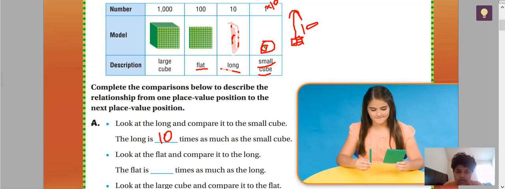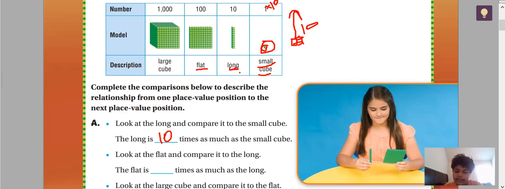Alright, we erased that circle, bad circle, whatever that was. So we're comparing a flat to a long. A flat is how many times as much as a long? Well, we have a flat right here.